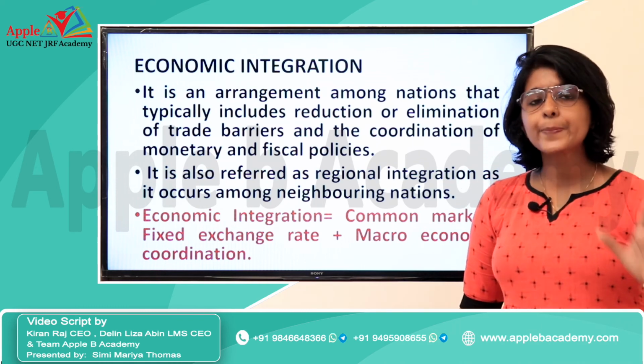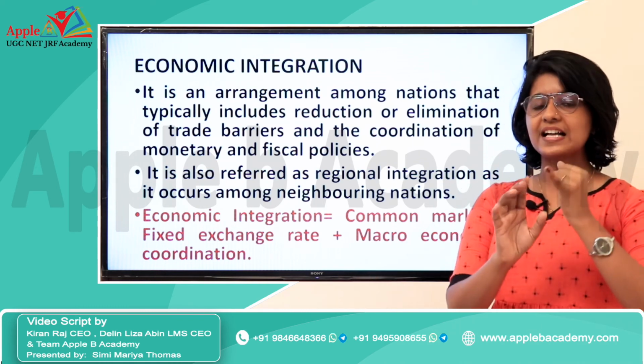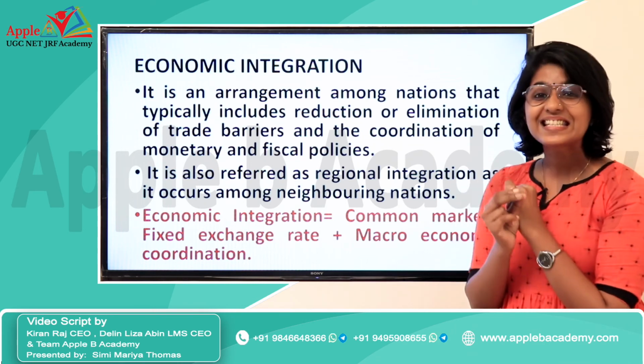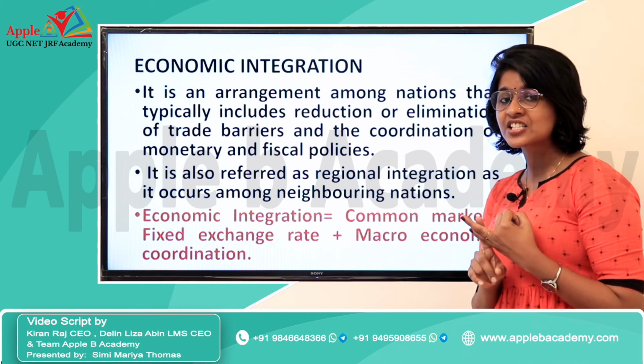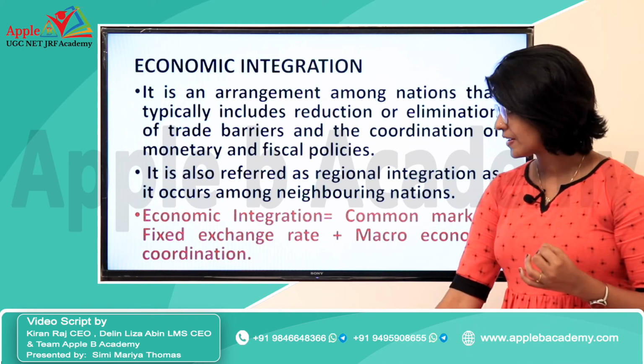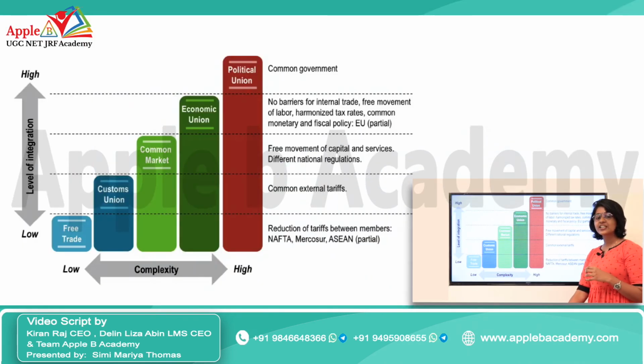Okay, so the key points to be noted here are the formulas. The first one: what is economic integration? It is common market plus macroeconomic coordination or harmonized policy plus fixed exchange rate. Within that economic integration we have various phases, from the free trade area with the lowest level of integration to the political union, that is a common government. First is free trade area, then customs union, then common market, then economic union and the political union.